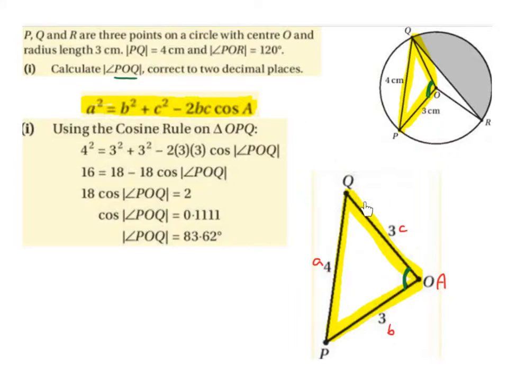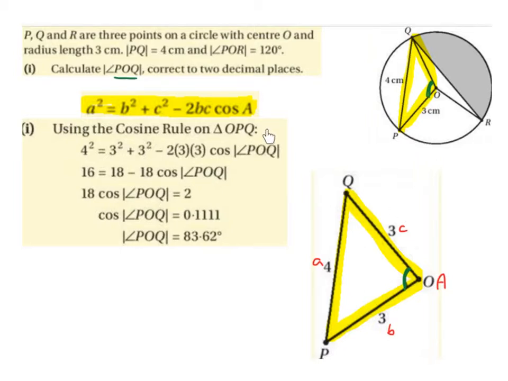So I've drawn the triangle out here separately. So we have QPO. So this is 4, this is 3, and this is 3. And we're looking for this angle. So since there's a capital A in the formula for the cosine rule, which is a squared equals b squared plus c squared minus 2bc cos of A, then the angle that we're using has to be labelled as A. So the side opposite that is lowercase a, and then the other 2 sides are b and c. It doesn't matter which way we label them.